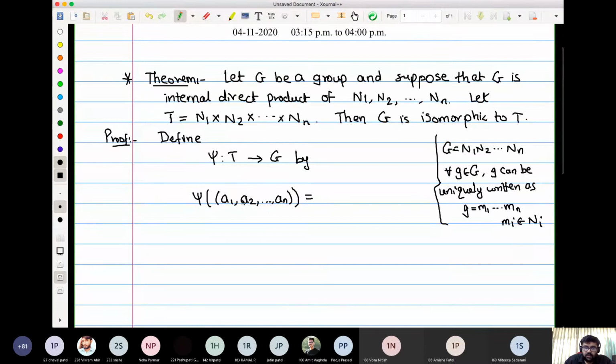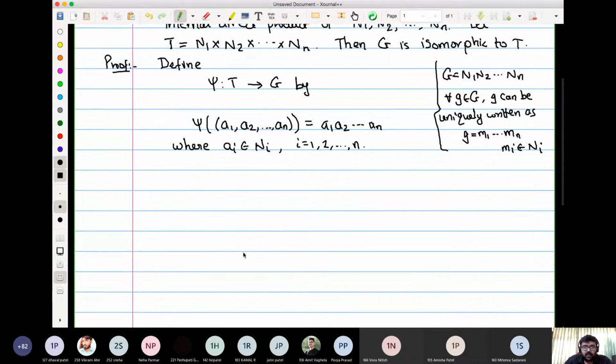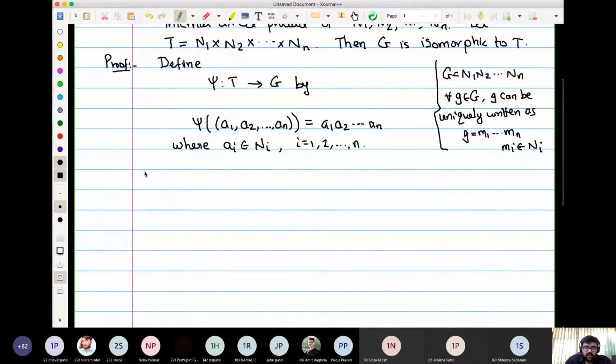So we have to define. As soon as we have elements ai belonging to Ni, we can take the product a1 a2 up to an. So this is an element of G, where ai is in Ni, i equals 1, 2, up to n. So this is how we have defined it. Now we have to show that psi is onto. First, let us start with the easy one, onto.